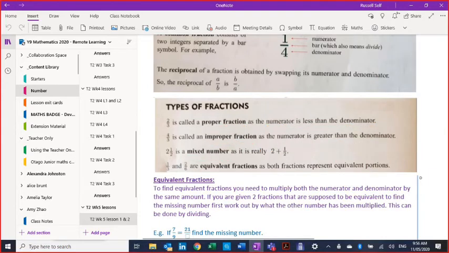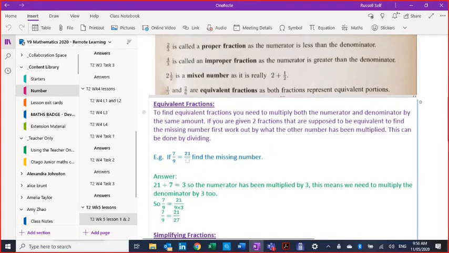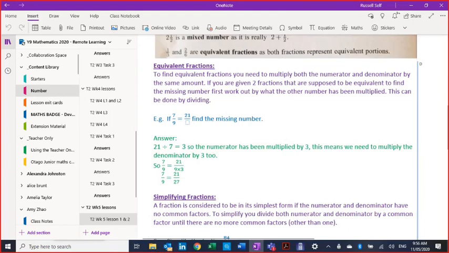And you'll see that there are some notes here for you. So to find equivalent fractions, you need to multiply both the numerator and the denominator by the same amount. If you're given two fractions that are supposed to be equivalent, find the missing number first by working out what the other number has been multiplied by. And you can always find multiplication by using the opposite of multiplication. What's the opposite of multiply? Divide. Excellent.